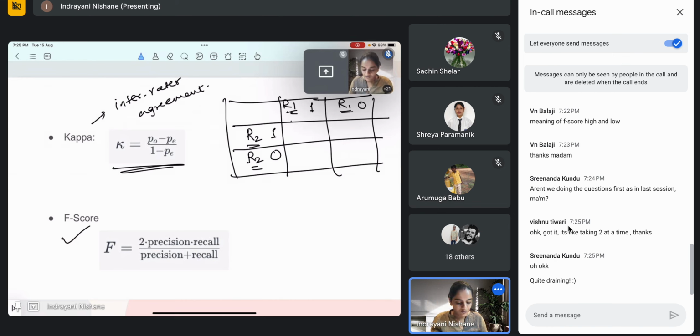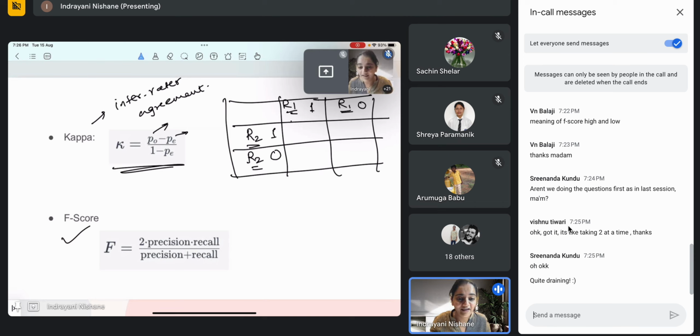Yeah, so to conclude on the kappa formula. P0 is the observed probability of agreement. PE is the expected probability of agreement of both the raters.